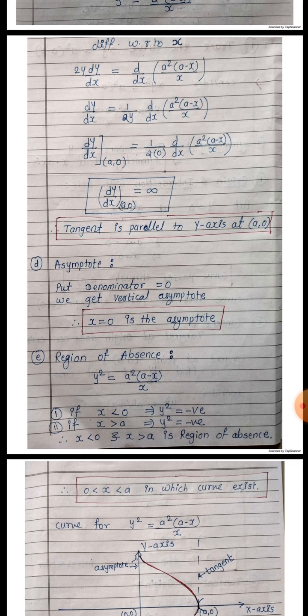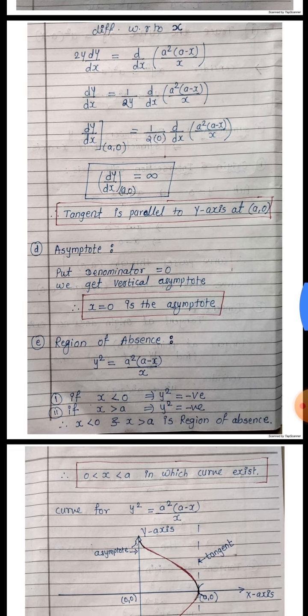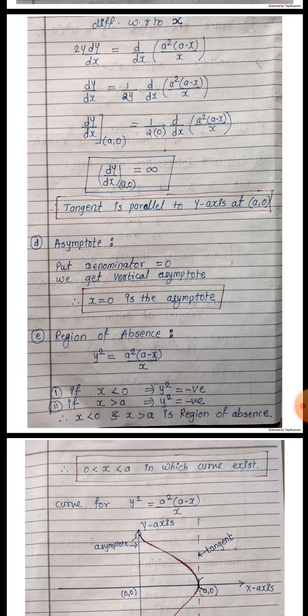Now find the value at (a, 0). dy by dx at (a, 0): here x is a and y is 0. We only put the value of y as 0. Then we get 1 upon 2 into 0. Now 1 upon 0 is infinity. Therefore, we get the value of dy by dx at point (a, 0) equal to infinity. If we get infinity, then the tangent is parallel to the y-axis at the point (a, 0).